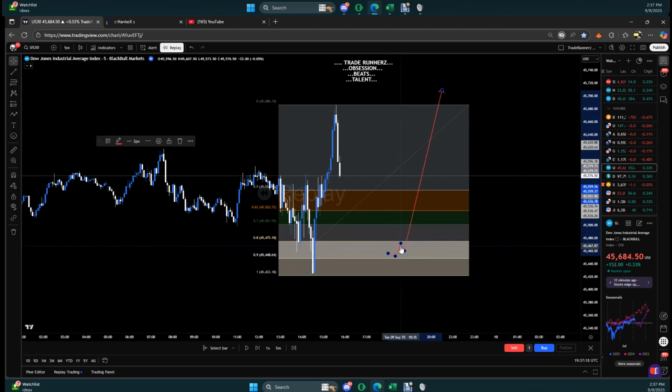Okay, so let me take this off. All right, so for the Dow Jones, we'll say the golden zone is where we're looking to react from. Once we get our reaction from the golden zone, we'll go down farther to the 1 minute, and we'll look for a bullish entry.